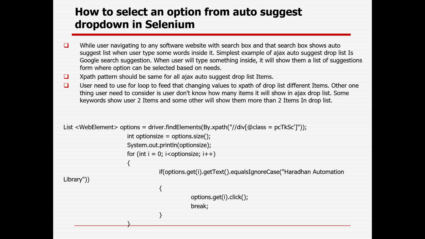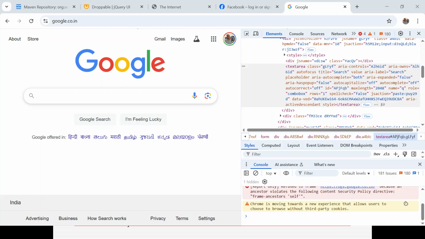While a user is navigating to any website with a search box, that search box shows an auto suggest list when the user types some word inside it. The simplest example of an Ajax auto suggest drop down is Google search suggestion. When the user types something inside, it shows a list of suggestions from which the user can select based on their requirement or need. There will be some expected pattern, but it will be the same across. But the main problem is that every time you select something, it will vary.